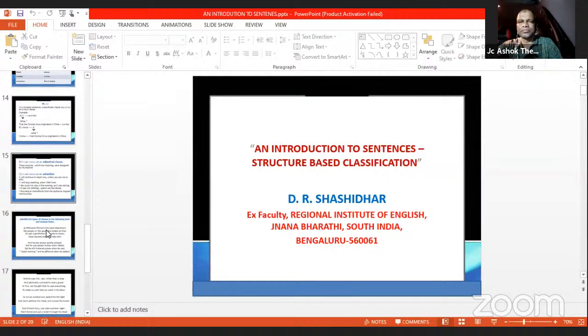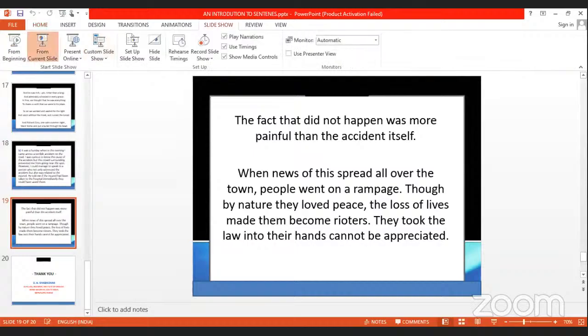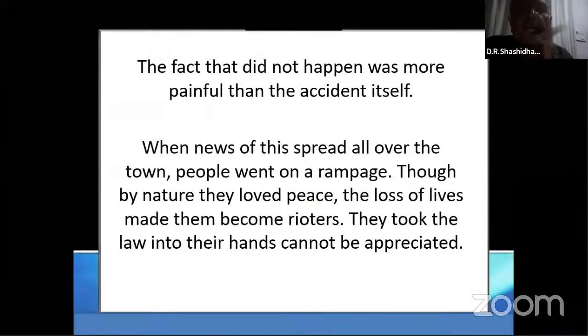See, now go back to that sentence. The fact that it did not happen. Please share the slide. It is in the passage. The fact that did not happen was more painful than the accident itself.